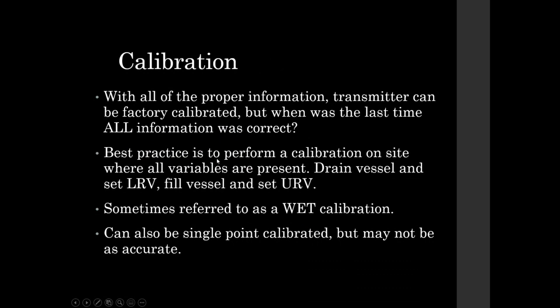So the best practice is to perform the calibration on site where all those variables are present. And if possible, of course, doing what I call the wet calibration, which means draining it down to your lower range value and setting the 4 milliamps, and then filling the vessel up to its upper range value and setting the 20 milliamp value. And I call that a wet calibration. You can also do single point calibrations where you measure the actual level in the vessel and then adjust the transmitter to reflect that level. So calibration wise, relatively simple.